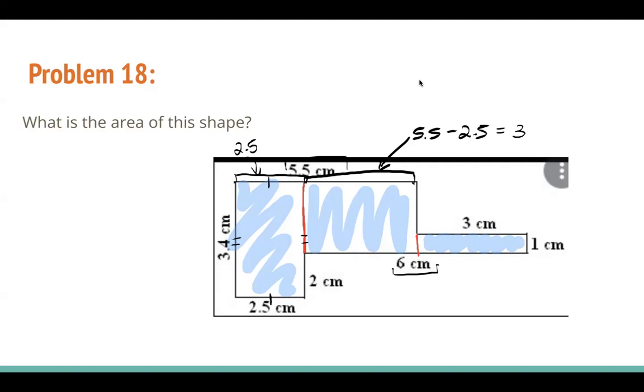So you understood the rectangles, right? Like there's 3 rectangles. Did you get that part? I don't understand why you put these lines here.